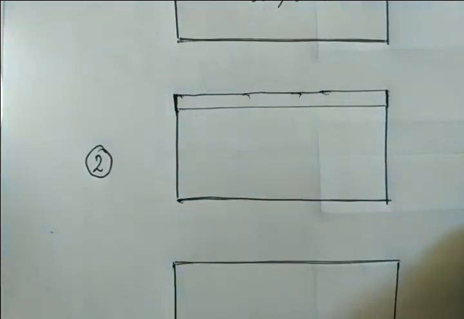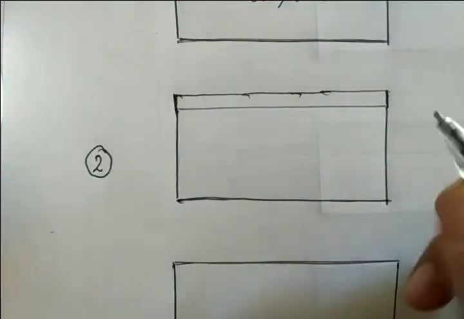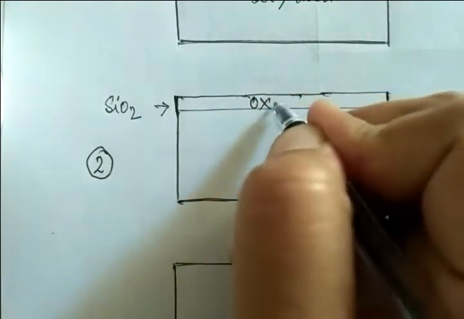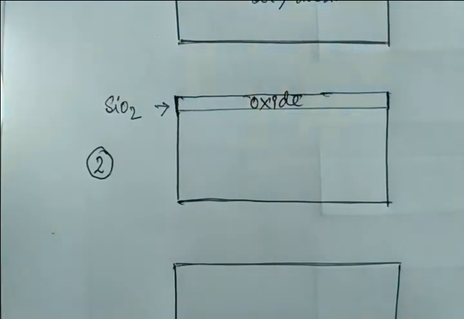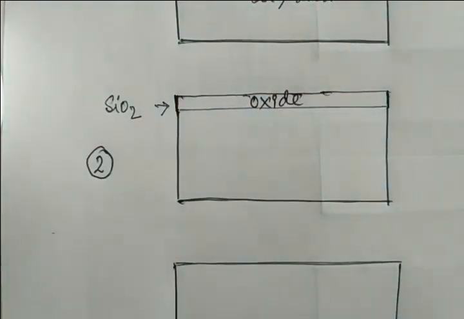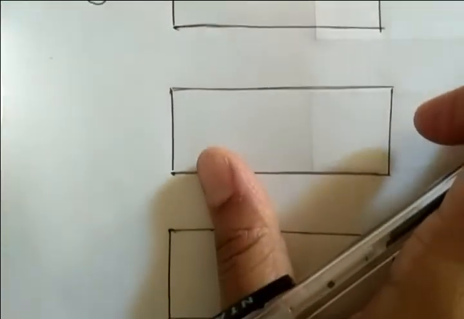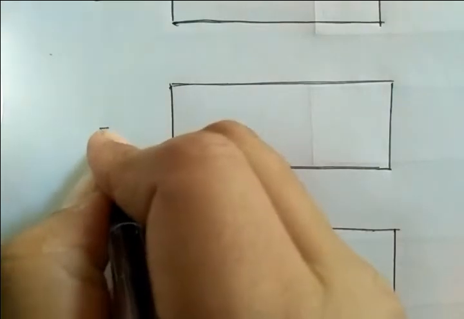There we have to form another layer. Which kind of layer? This is the oxide layer. And which material will be used for that? That is SiO2, silicon dioxide, and this is the oxide layer. Okay, now coming to the third process, the third step.